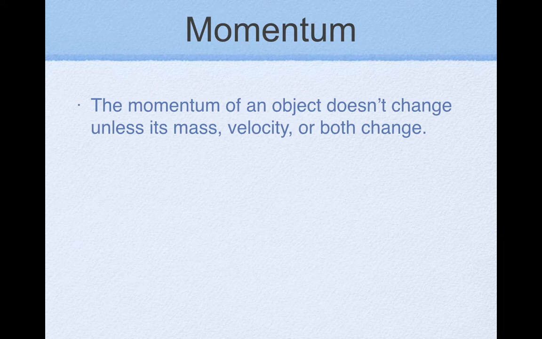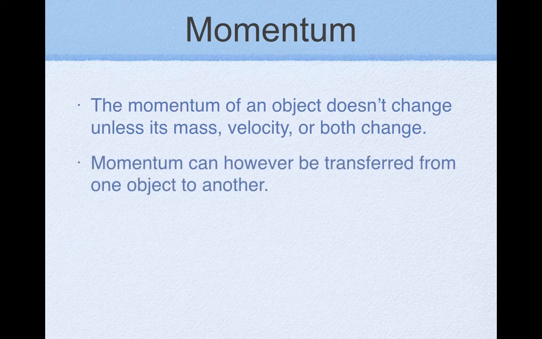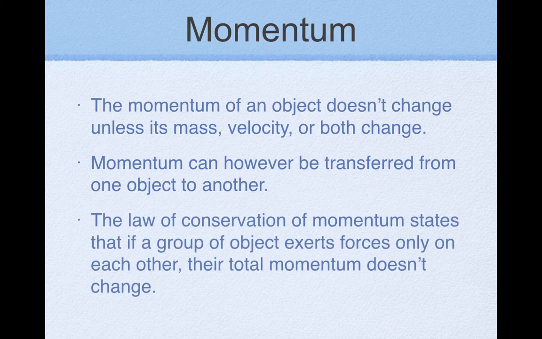Momentum. Two components that are involved in momentum again, mass and velocity. So momentum of an object can only change if the mass or the velocity change, or if both change. One thing that we also have is momentum can be transferred from one object to another, through a collision. When two objects collide, momentum can be transferred. Your speed's going to change when you hit that collision. And this is called the law of conservation of momentum.